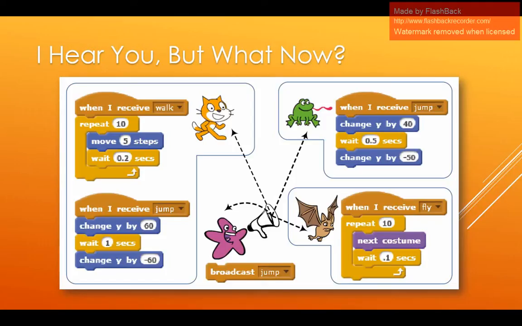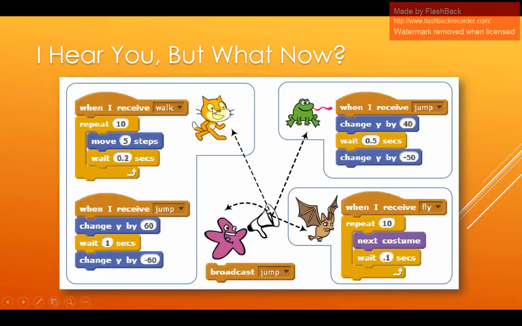Starting off, we've got our little starfish here, and he's got a little megaphone which we're using to indicate he's broadcasting a message, and he broadcasts a message which is jump. That gets sent to all the other sprites in the program, including the starfish. That's why we've got this little arrow here. So the sender of a message can also be the receiver of a message, which can come in useful sometimes.